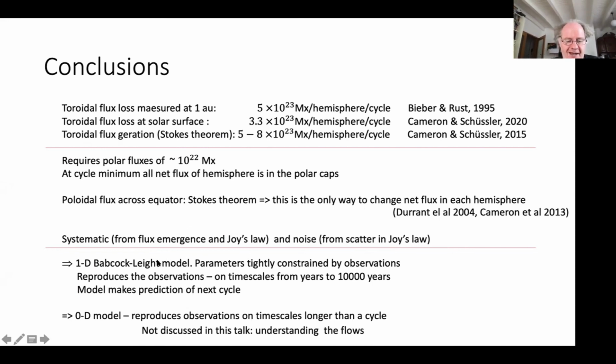The 1D Babcock-Leighton model has a few parameters, but they're all tightly constrained by observations, and it reproduces observations on timescales from years to thousands of years, 10,000 years. The model makes predictions of the next cycle, and this is actually the main way of predicting the next cycle, the strength of the polar field. And the 0D model reproduces the observations on timescales longer than the cycle. And critical, but not discussed in this talk, is we really need to understand the flows, where they're coming from, and what's driving them.